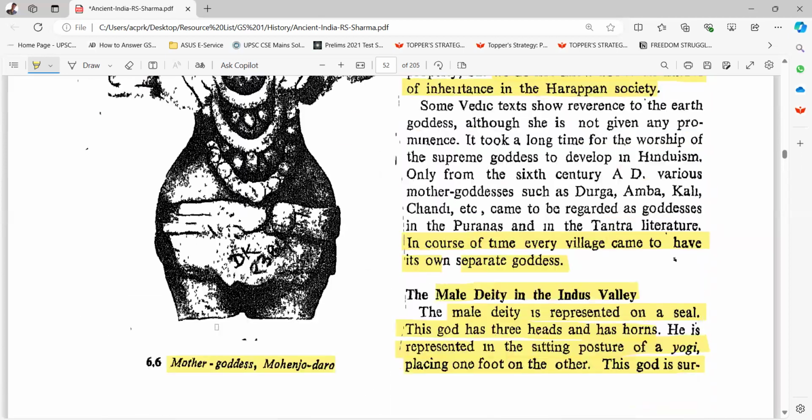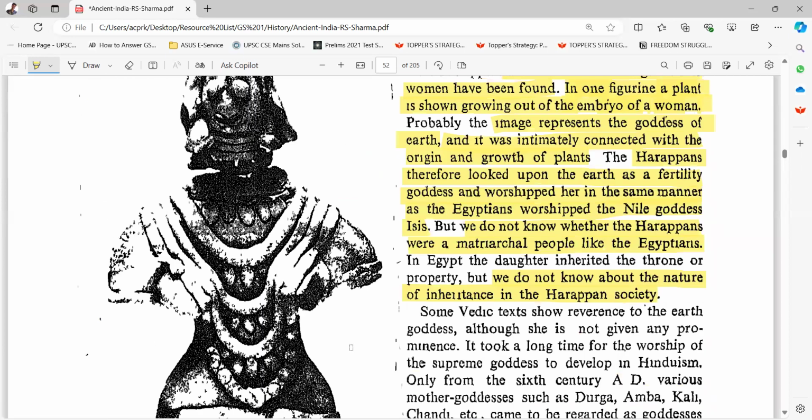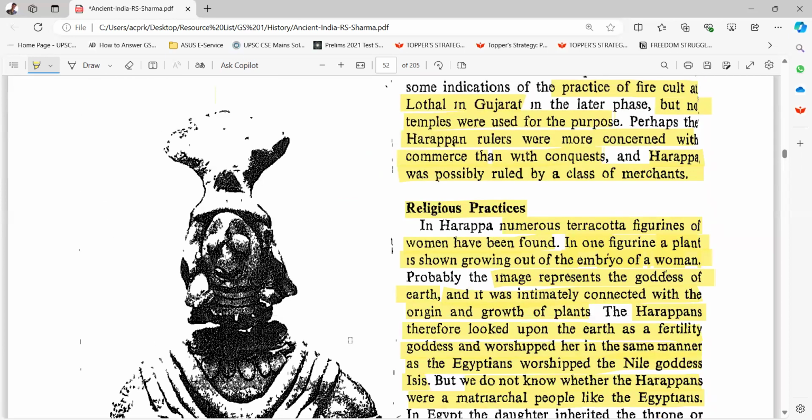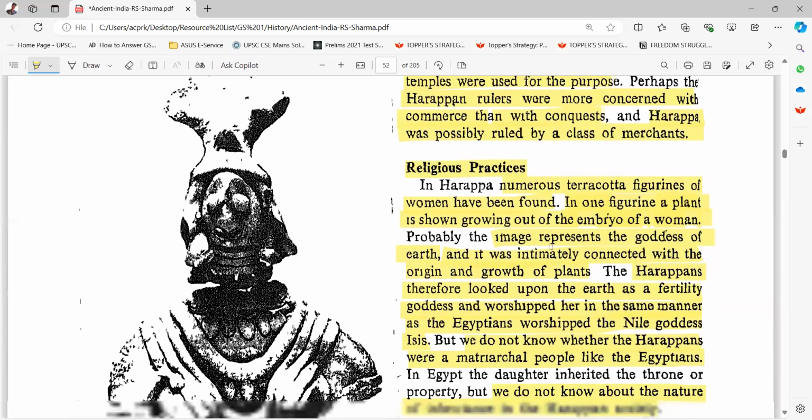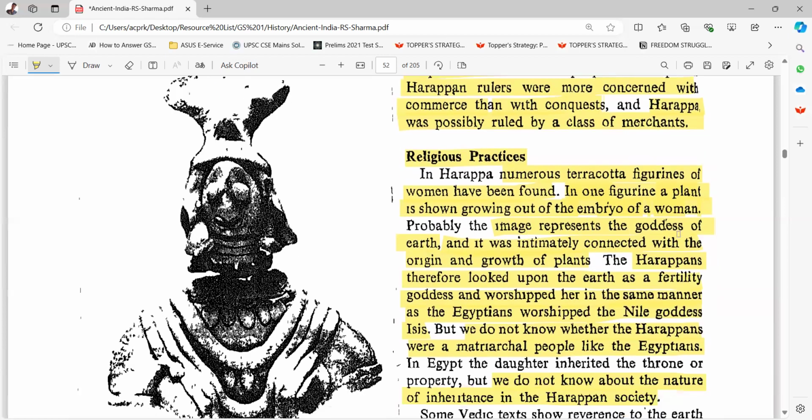Here you can see a figure, Mother Goddess, found in Mohenjo-daro. Religious practices. In Harappa, numerous terracotta figurines of women have been found. In one figurine, a plant is shown growing out of the embryo of a woman. Probably the image represents the goddess of earth, and it was intimately connected with the origin and growth of plants.